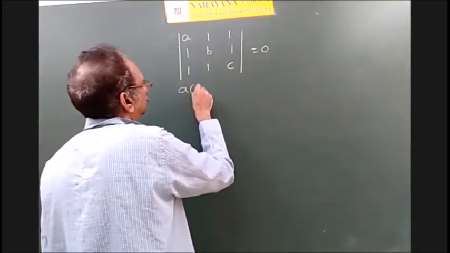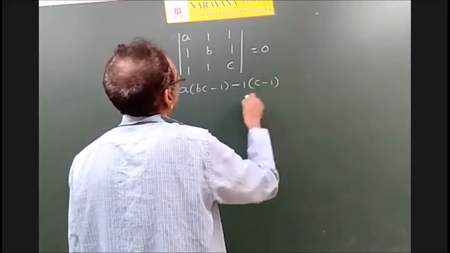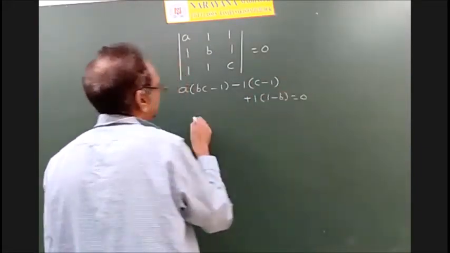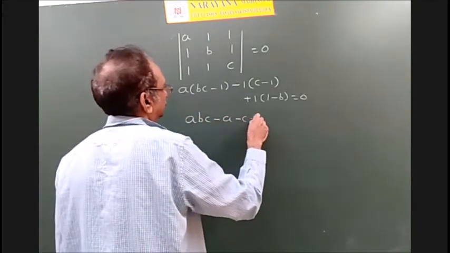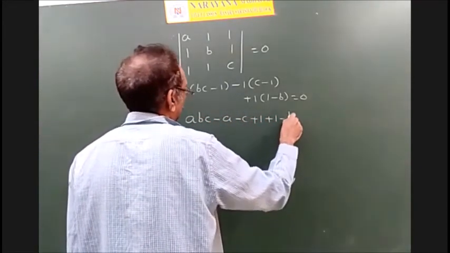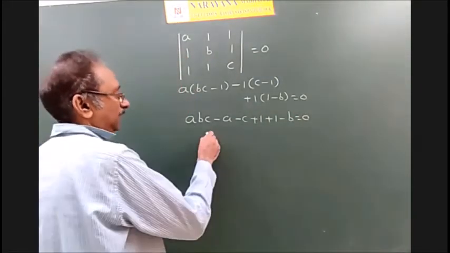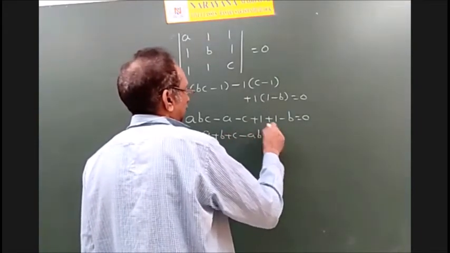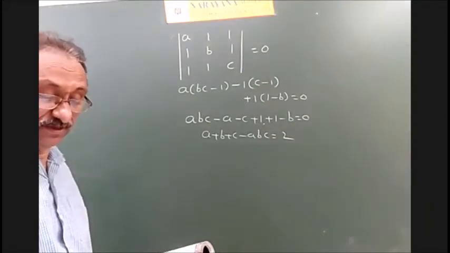Parentheses matter. It's simple. So a into (bc minus 1), minus 1 into (c minus 1), plus 1 into (1 minus b) is equal to 0. So abc minus a minus c plus 1 minus b is equal to 0. So what is the question? So a plus b plus c minus abc becomes 1 plus 1. That's all. So as simple as that.